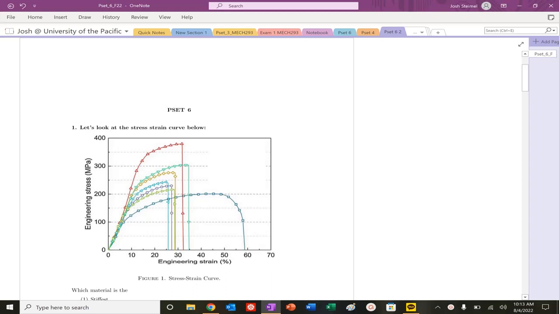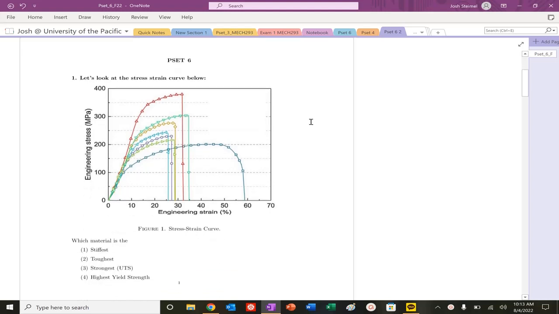Hi everyone, and we are back, and we are going to go through our Pset 6 solutions, the first of our two solid mechanics, mechanical behavior of materials problem sets.